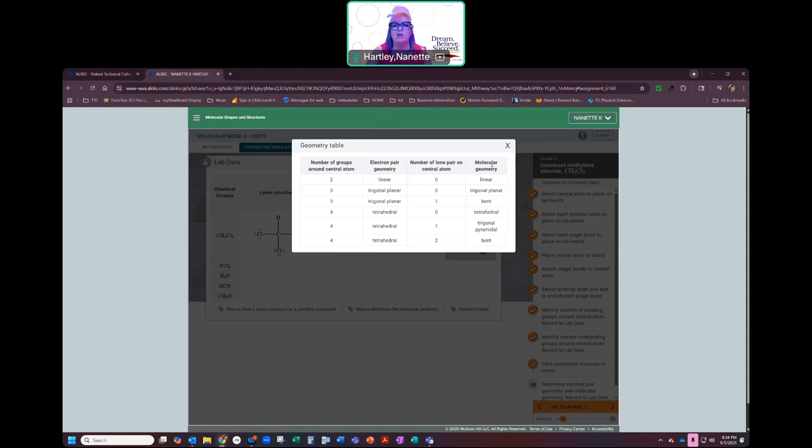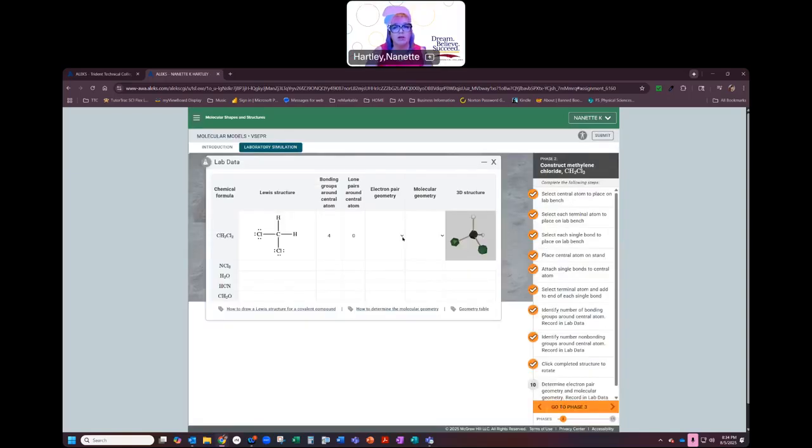Okay. So what happens when you do these is they'll have the same electron pair geometry, but if you change the number of lone pairs, it changes the molecular geometry. Okay, so that's what happens. So tetrahedral will go here, and our molecular geometry is also tetrahedral.